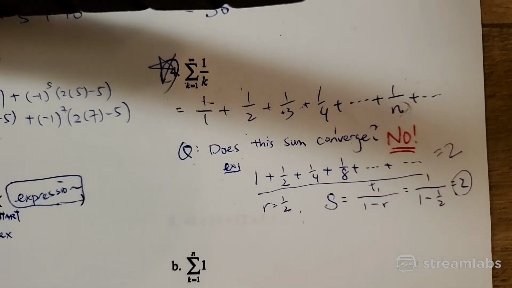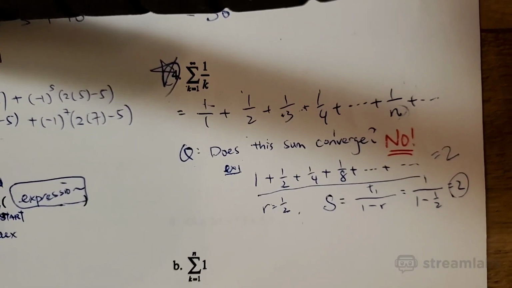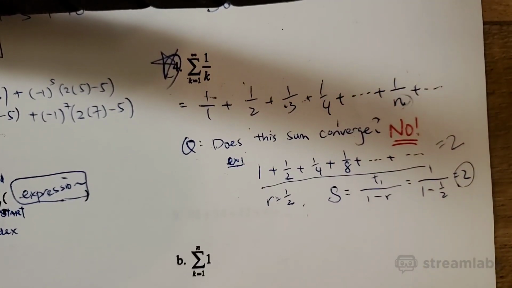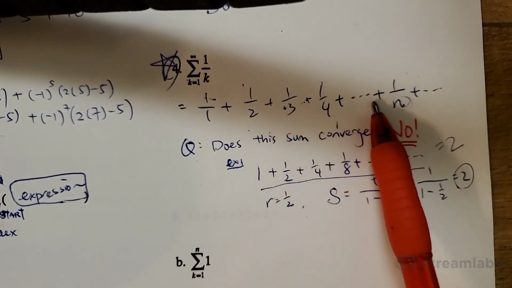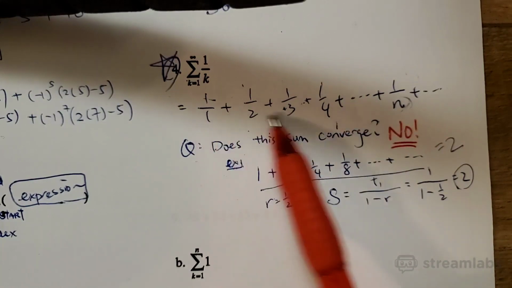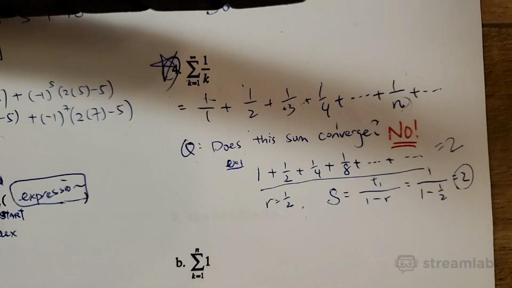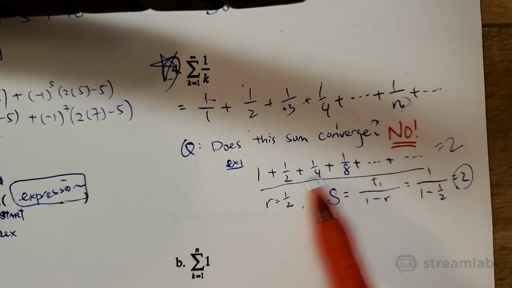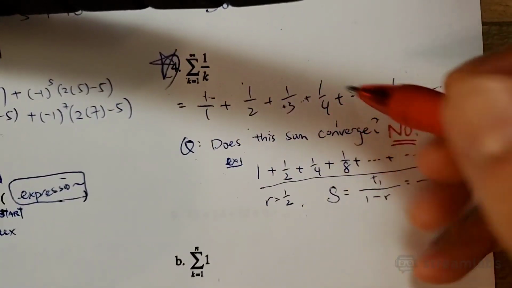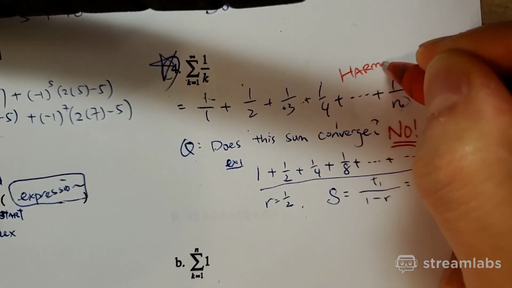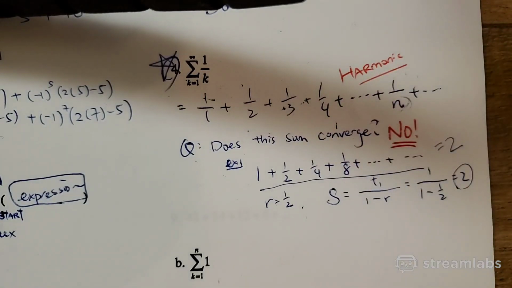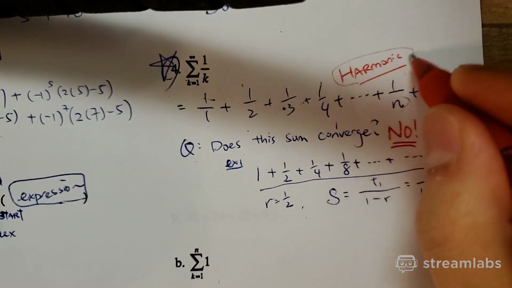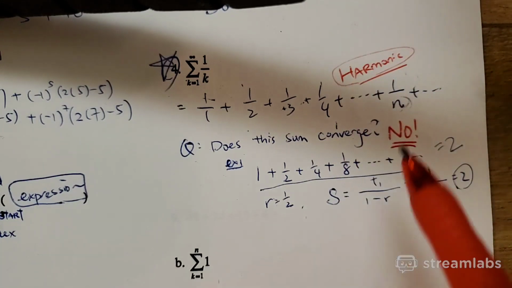Isn't that interesting? I thought that was pretty interesting. So that means even though I'm adding smaller and smaller things, it does not mean that the whole sum will go to a number. Okay? Some of them do, some of them don't. This one does, this one doesn't. This is called a harmonic series. It just has a name because it's special. 1 over 1, 1 over 2, 1 over 3, 1 over 4. This is one of the most famous divergent series that we have.